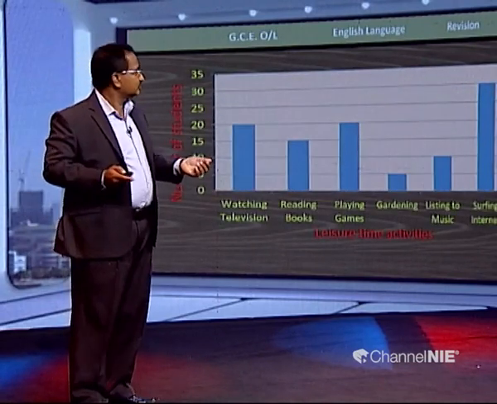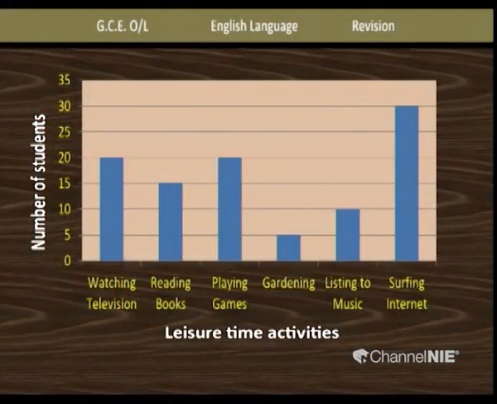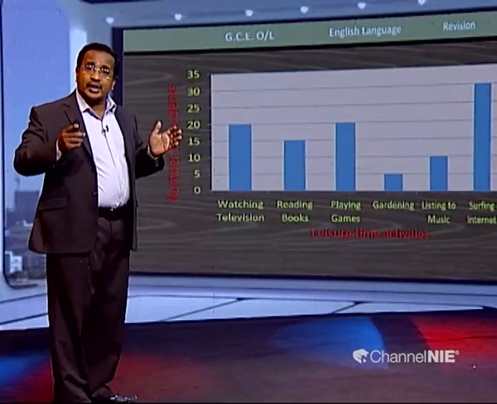Now let us have a look at a bar chart. Look at this. Leisure time activities on the x axis, number of students on the y axis. Watching television, there are 20 students. Then reading books, 15, playing games, 20, gardening, just 5 students, listening to music, 10 students, surfing the internet, oh my God, 30 students. So these are the findings of the research. Now we are going to write a paragraph on this.